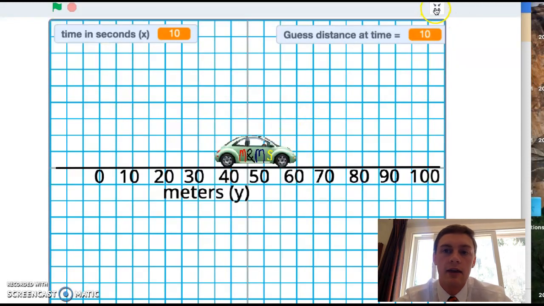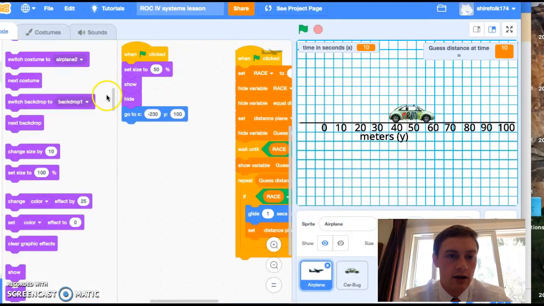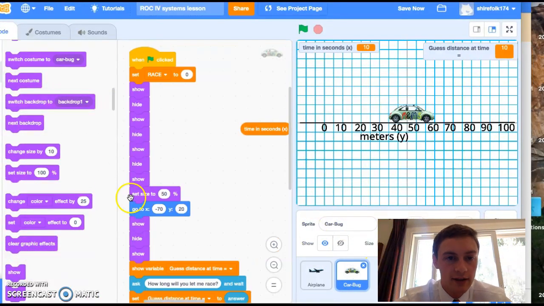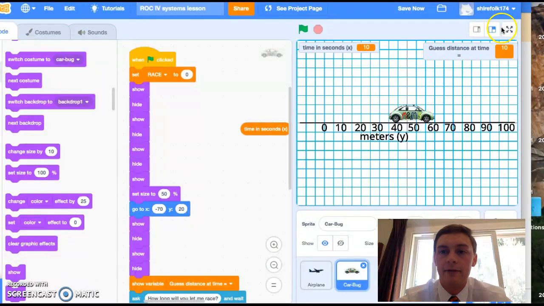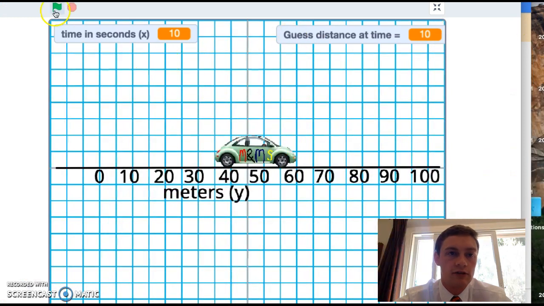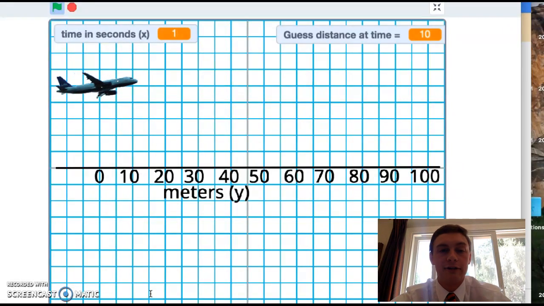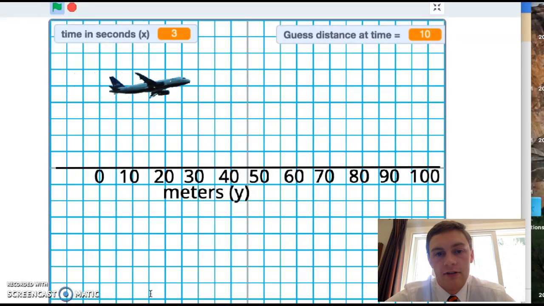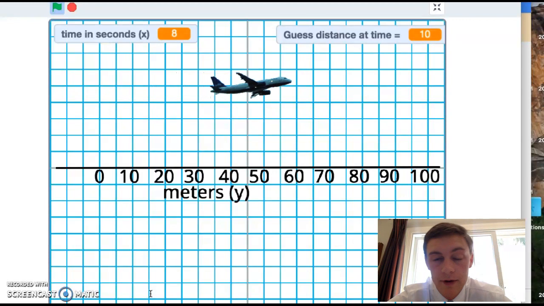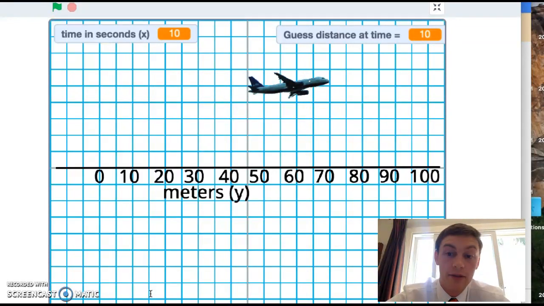And then I did the same thing with a plane. So behind the scenes, I showed the plane and what that was doing. So it says how long will you let the plane race, and I also let the plane race for 10 seconds. And the kids are like, "Oh, it's going faster." So they're seeing how the plane moves. They're inspecting its rate of change, its initial value. Some kids were able to make a prediction like that without even thinking about rate of change, initial value.